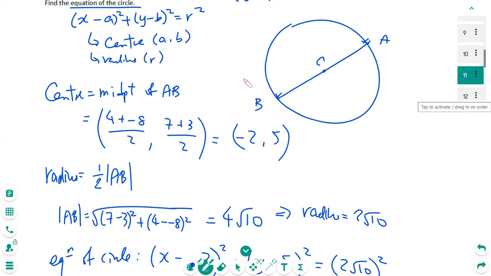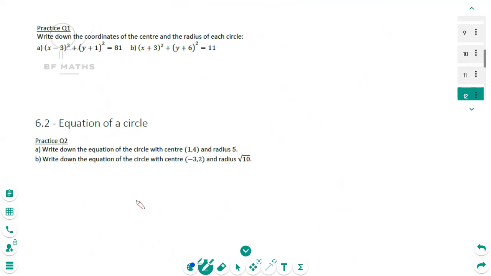Pickles? No. So, practice questions 1 and 2. Pause the video, have a go at the questions. Spot the coordinates of the center of the circle and the radius of each circle in each equation, and then work out the equation of the circle with these two. So pause the video, have a go at the questions. When you're ready, press play.